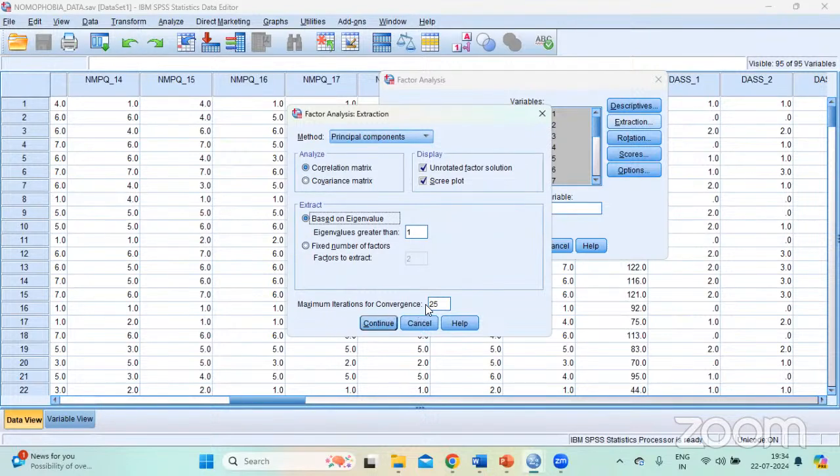Maximum iterations for convergence, by default, is 25. You can increase it if you want. Sometimes you will see that PCA outputs will show you that convergence could not be reached. In such cases, you might have to increase the number of iterations. Iterations means it will run the same analysis 25 times in order to get the best possible solution for you. All right.